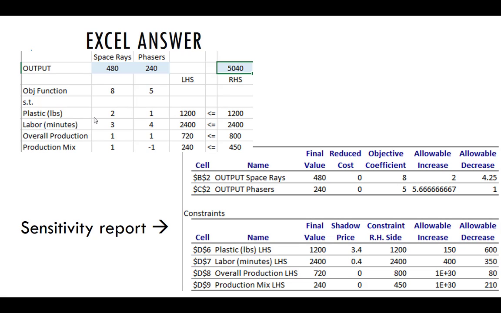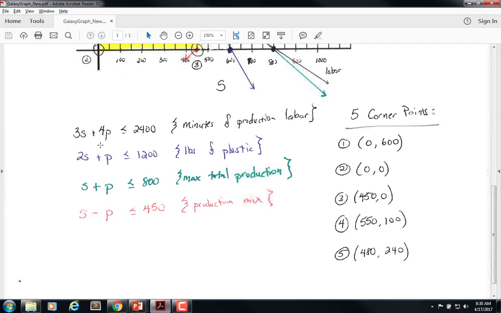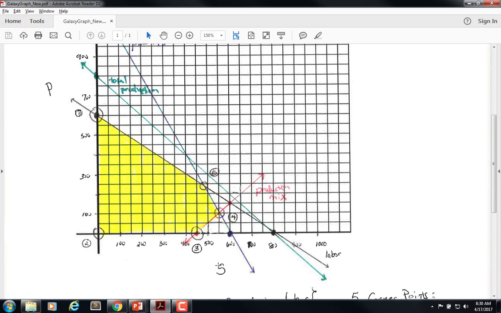So let me pull up the graph of this. I've drawn this for us. So here I have the constraints listed: the minutes of production labor, the pounds of plastic, the maximum total production, and the production mix. Black, blue, green, and red. And then I drew each of the lines with S on the x-axis and P on the vertical axis.